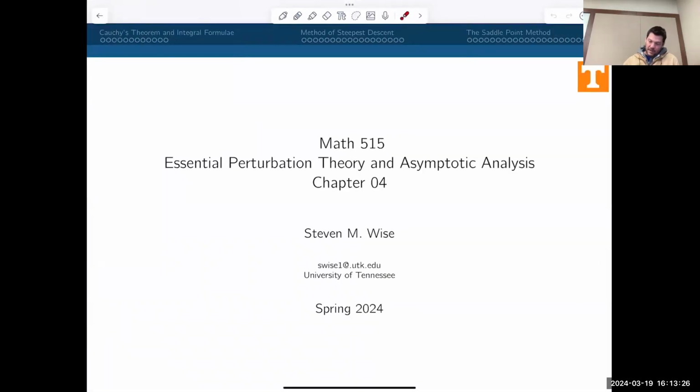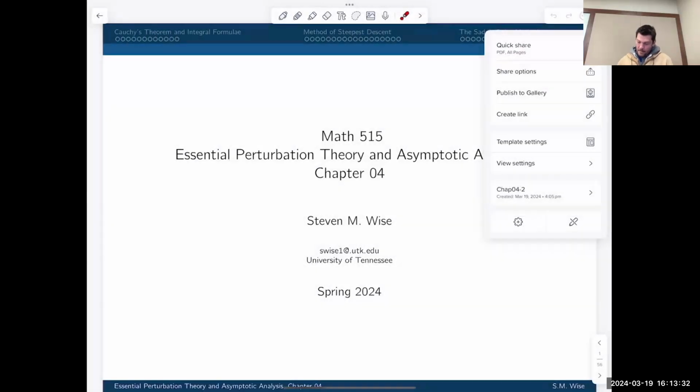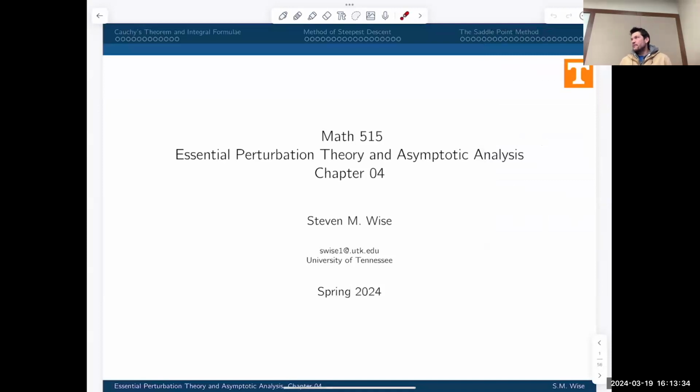And so now we're into the second slide deck, and this will finish out chapter 4 for us. Now, all of this work that we've been doing is leading up to two sections that I want to spend maybe one class on each: the method of steepest ascent and the saddle point method. That's because these are fairly sophisticated methods that use contour integration.